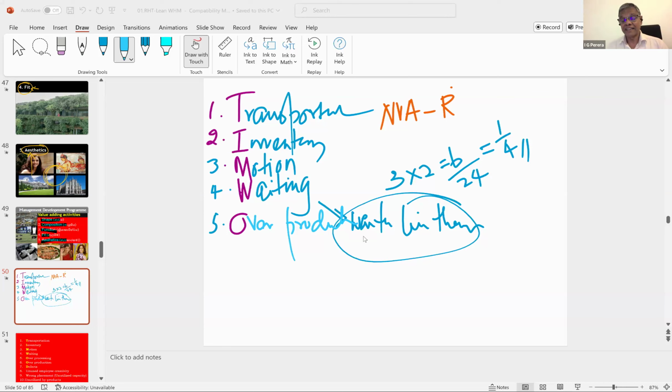That is also there. And you can see the amount of waste. That is overproduction.